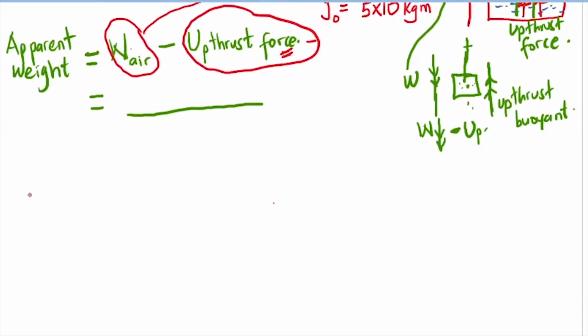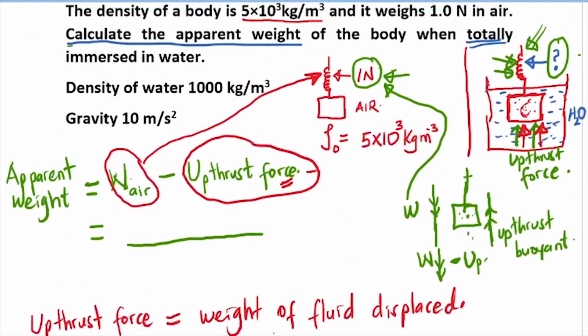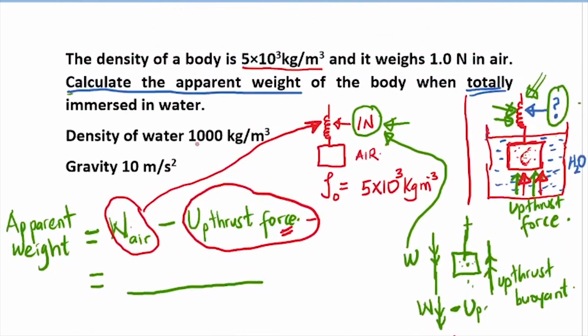So that's how we are going to solve this. We shall come here and say upthrust. The upthrust force is given by the weight. Okay, so now what's the weight of the fluid? Of course, we know that the weight of the fluid is going to be the mass of the fluid times the gravity. So what is the mass of the fluid? According to the information we have, the fluid is water, so we only have the density of water.